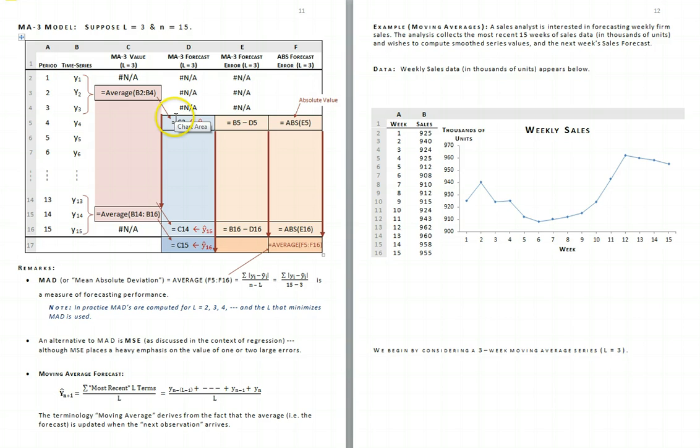Following this same pattern down column D, to the final entry in column D, we obtain the MA3 forecast for the period after the original time series ends, that is for period 16. We note that the 1 period ahead forecast is just the average of the final 3 actual series values.